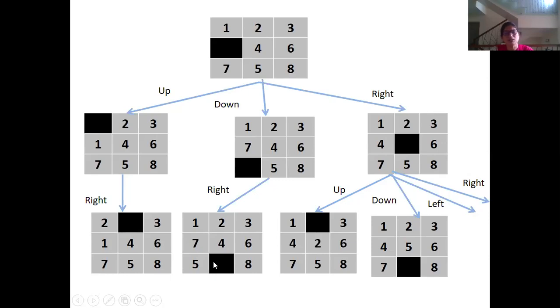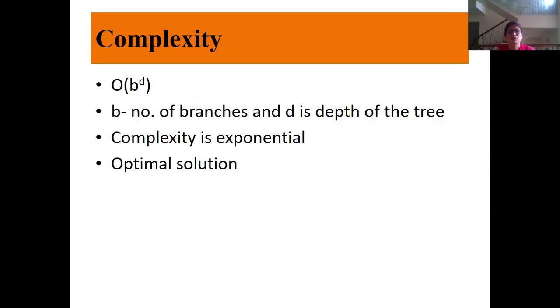So how long are you going to expand it? You are going to expand it till you get the goal state. So what we are doing here? We are exploring the whole search space. We are expanding the whole search space to get to the goal state, right? So what is the complexity then? Complexity is big O of b raised to d, where b is the number of branches, and d is the depth of the tree.